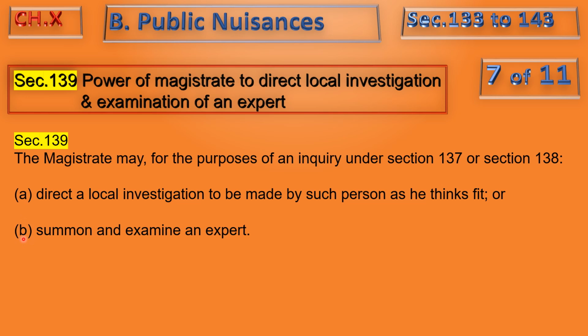Nothing to explain, it is self-explanatory. For local investigation, the magistrate has two options: either direct a local investigation by any person whom he thinks fit for such investigation, or he may ask an expert to come to the court by sending summons to him to appear before the court.